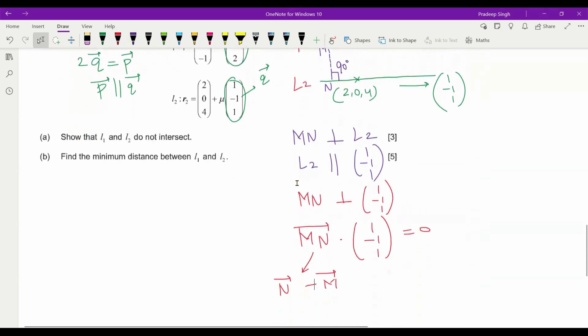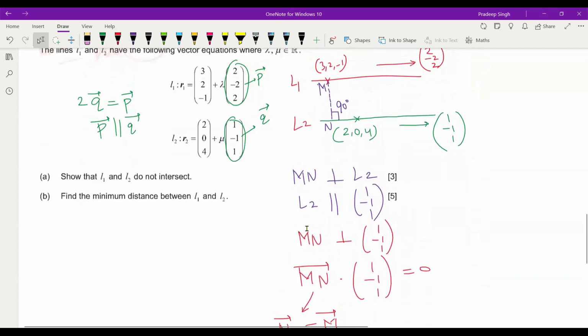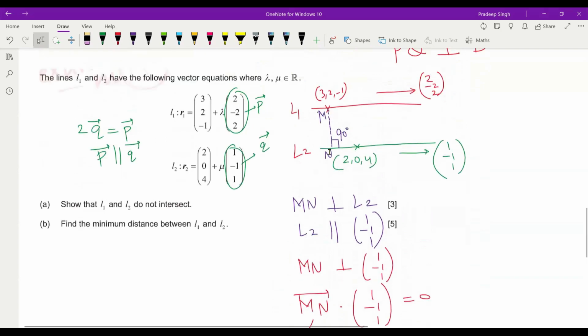That's the point M. So let's write down M as (3, 2, -1). And for the point N, we will use the vector equation of L2. Do not put N as (2, 0, 4). This is a common mistake. So (2, 0, 4) is not N. N is any random general point lying on L2.